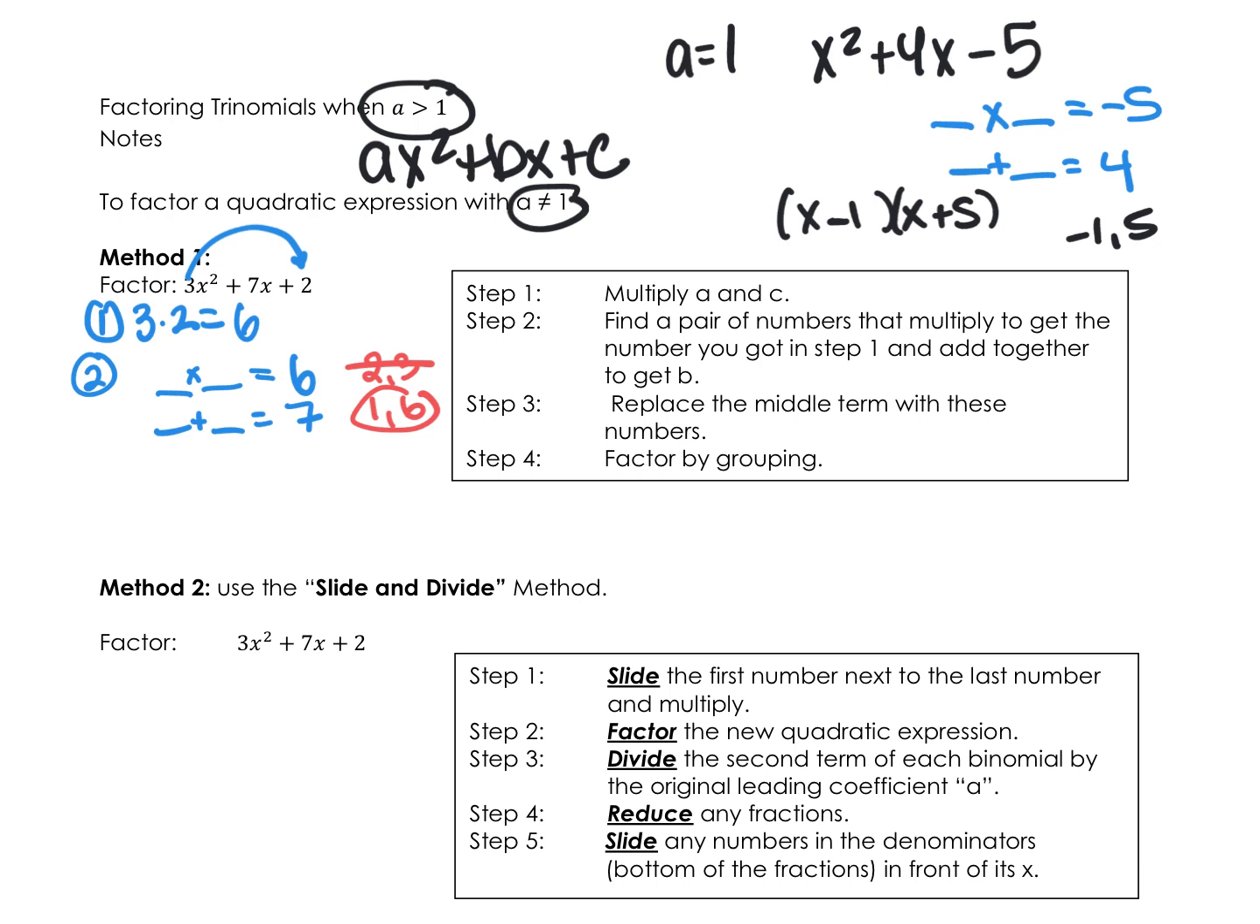So now, in step 3, you're going to take those two numbers and replace the middle term, 7x, with those two numbers. So you're going to copy down the 3x squared, keep that the same. But we're going to replace 7x with 6x and 1x, because 6x plus 1x is the same thing as 7x, right? So we're not changing the problem. We're just replacing 7x with those two numbers we found. 6x and 1x, and then copy down your 2 at the end.